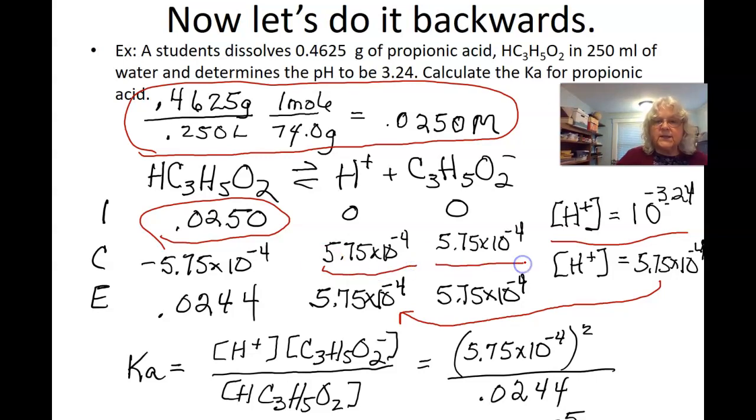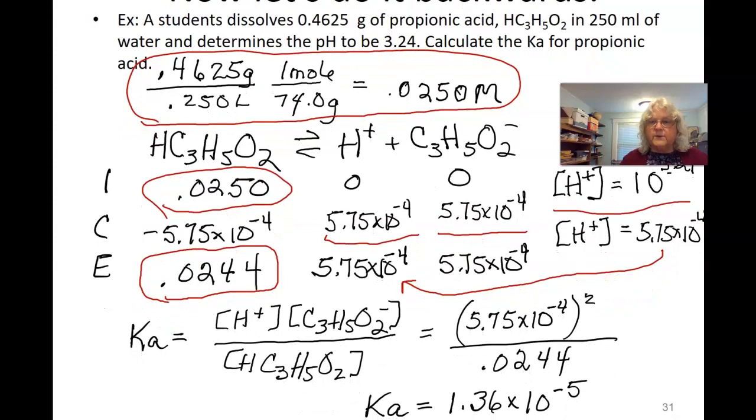So then I'm able to essentially calculate what the value of the propionate ion is, as well as what the value of the acid was at equilibrium. I plugged those numbers back into my equilibrium expression, products over reactants, and I calculated a Ka value. So when I simplified that, I got 1.36 times 10 to the minus 5th.